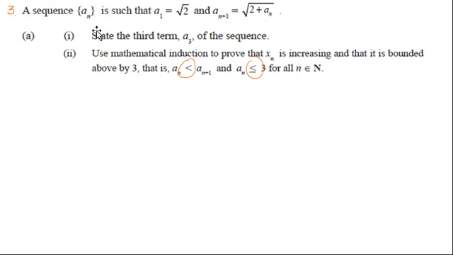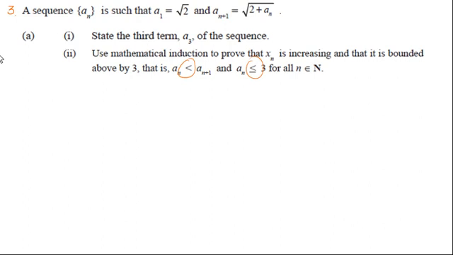It says, state the third term A3 of the sequence. So we have our sequence defined here. You can see it's a recurrence relation because each term is equal to the square root of 2 plus the term before it. And of course, they gave us the first term, A1, as root 2. All right, so they want us to find A3.